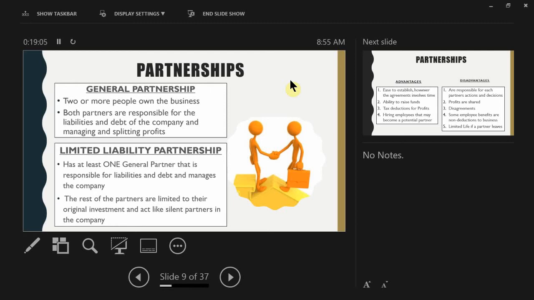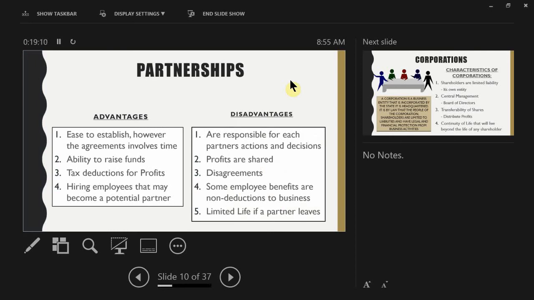No. Okay. So, I'm going to go ahead and talk about the advantages and the disadvantages of partnerships. Okay, so one advantage is that it's also, again, easy to establish. However, the agreements that are involved in the partnership are what take the most time. Okay, so again, you can't just say, hey, my best friend, you and I, you want to start a company? All right, let's shake our hands on it.